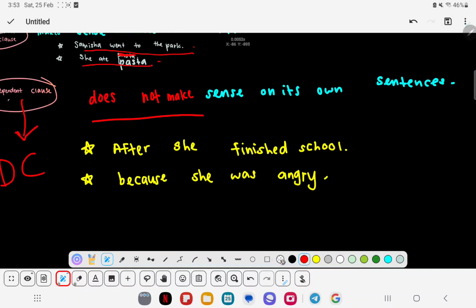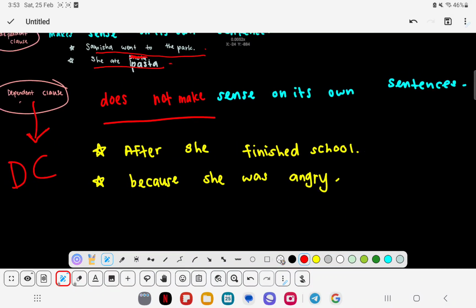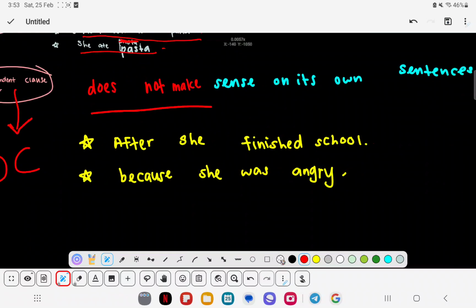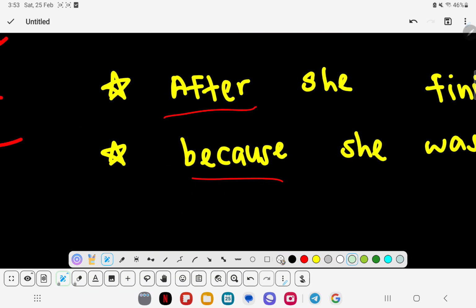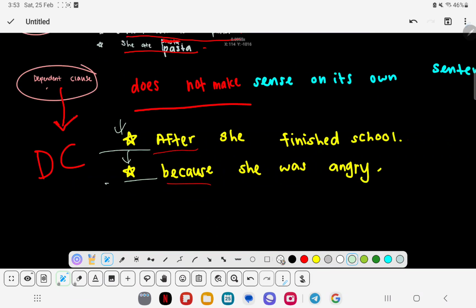Can you understand, right? For example, here we can see after she finished school and also because she was angry. If you see carefully, when we say because she was angry and then just put a full stop, is it a complete sentence? No, because we cannot put because and after at the beginning of the sentence. Before because and after, we need to have another sentence, then only can we make it a complete sentence.